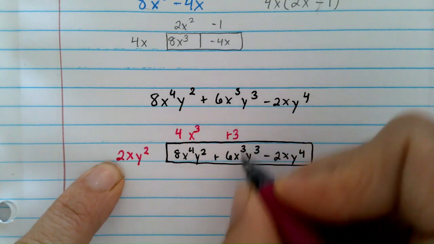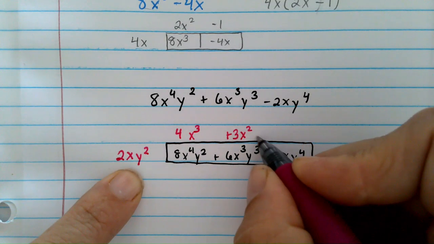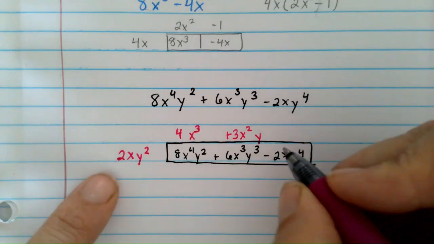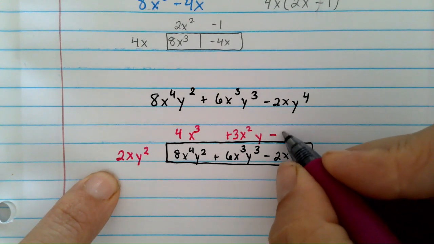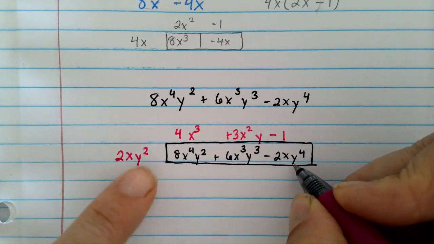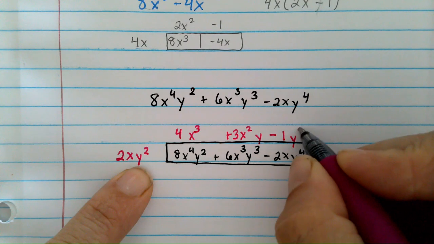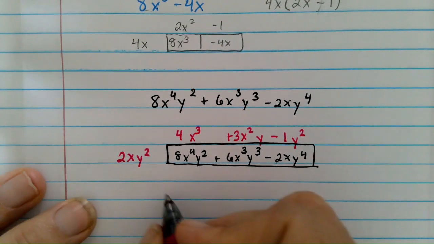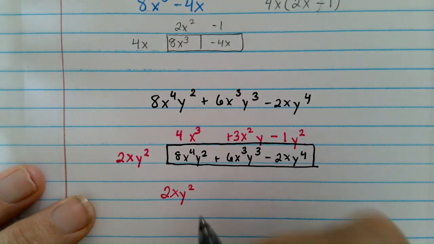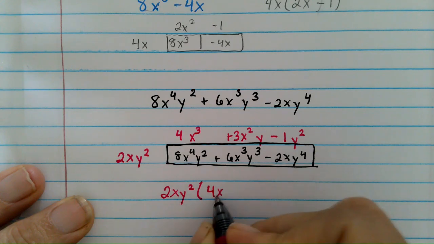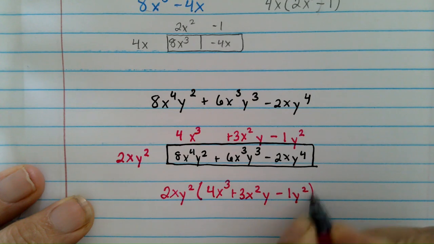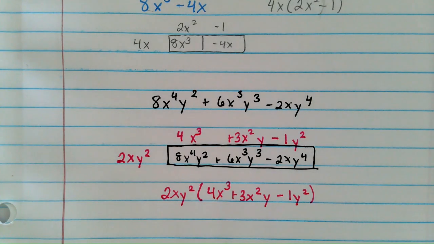2 times positive 3 is 6. We'd need 2 more x's and 1 more y. Now when we put those together, we would get the second term. Minus 1, because 2 times 1 is 2. They already have the x, but there's 2 y's here, so we would need 2 more y's to make the last term. So my factoring is 2xy squared, the quote-unquote length, times the width, 4x cubed plus 3x squared y minus 1y squared. Do I have to write the 1? No. I thought you might like that.